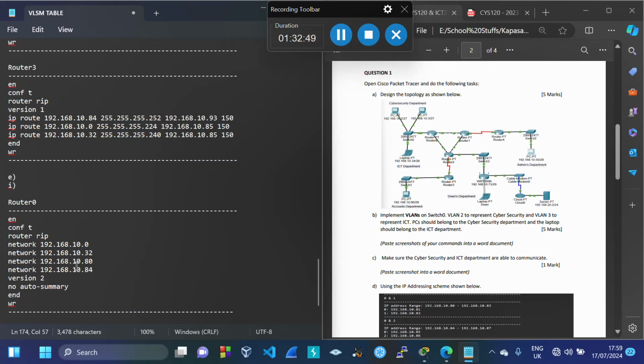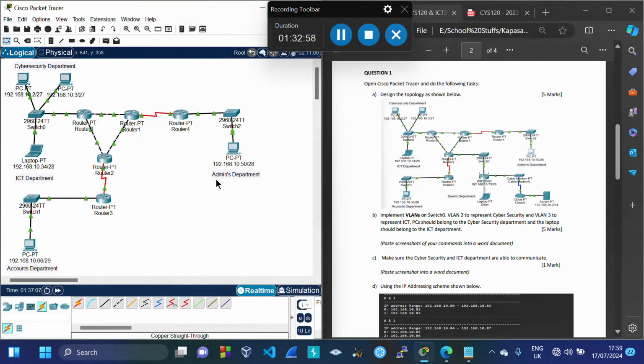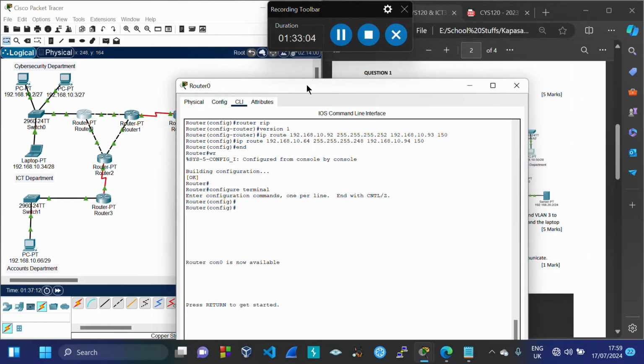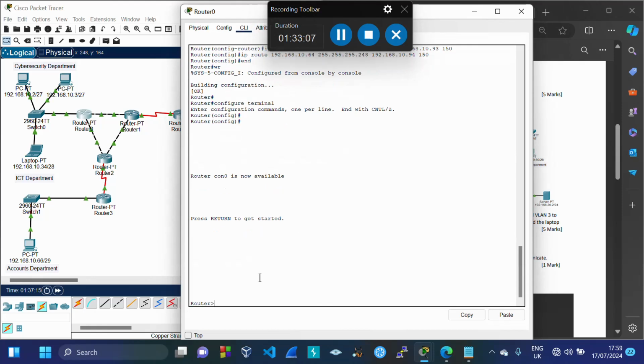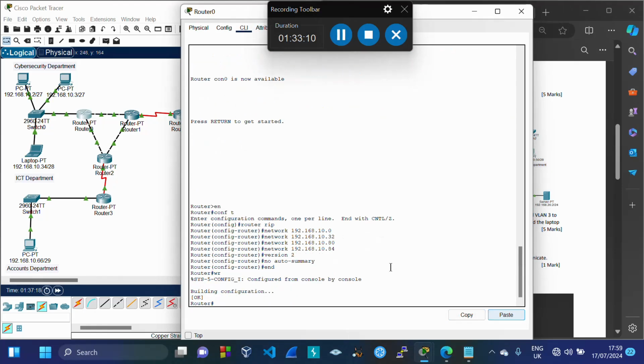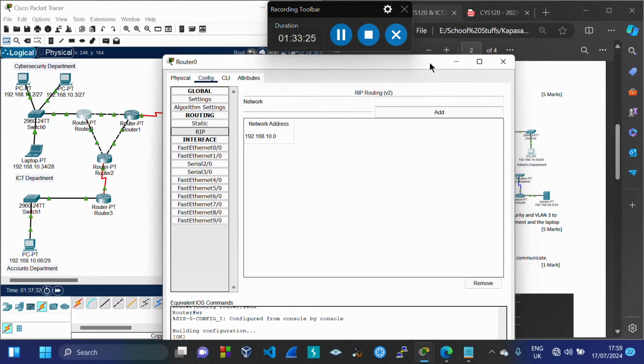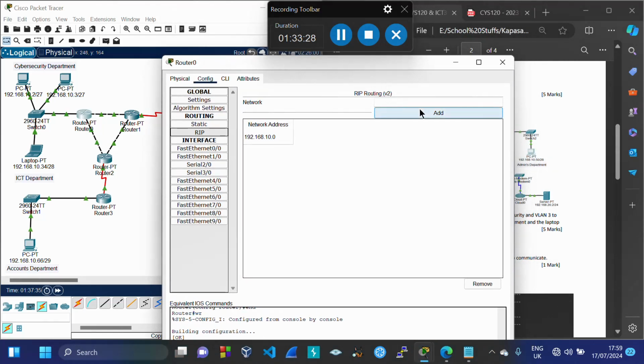So this one is simple. We can now copy these and paste them into our targeted router, which is router 0, under the command line interface. So CLI, which is this, we paste those things like that. In case you didn't want to configure with commands, you can just go under Config, then Routing, and go for RIP, which is dynamic. Then you just need to add the networks. You put a network, you add, you put a network, you add, like that.